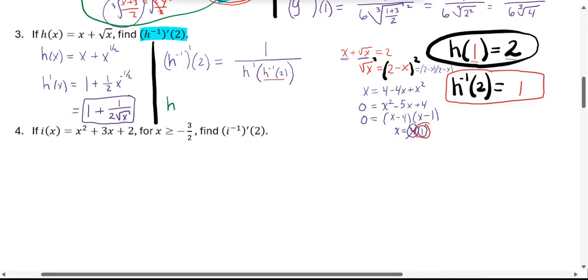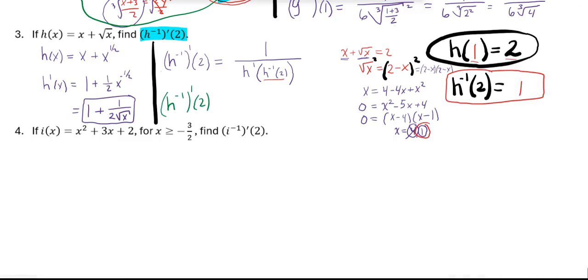Let's finish it off. h inverse prime of 2, or the derivative of the inverse, equals 1 over h prime of h inverse of 2, which we found out to be 1. And now all I have to do is plug 1 into the derivative. Now the derivative is the work I did right at the beginning over here. So we're going to plug in 1 for x right there. Now you can do that in your head.